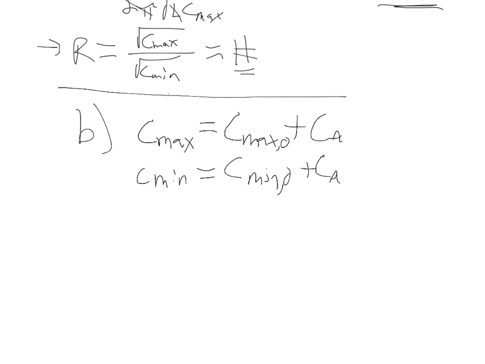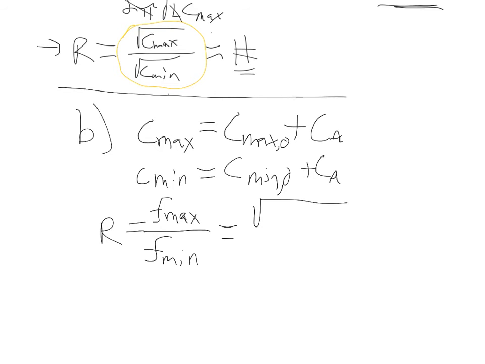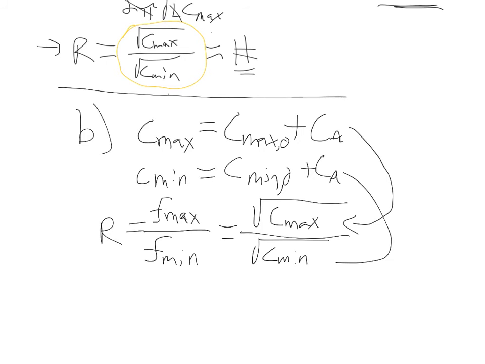So now we're going to have a new ratio of our desired frequencies, and it's going to be equal to, once again, the square root of C max over the square root of C min. So it actually is quite simple. The ratio, which is equal to the frequency max given in the problem statement over the frequency min given in the problem statement, is just equal to the square root of C max over the square root of C min, where C max and C min are just these two equations here.